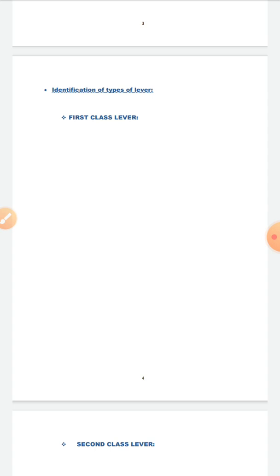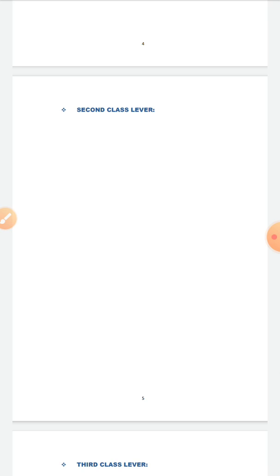Am I clear to you? So you are writing a small or brief definition about the first class liver and one example which you get from your surroundings. After that, on this page only, you will draw the pictures for the example that you have selected. So here: first class liver, a very brief definition, then the example and the diagram of the example.